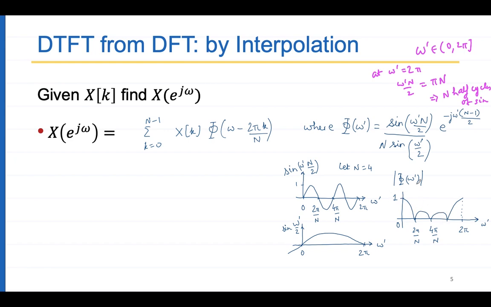Okay, now let's look at the entire formula. How does this look like?